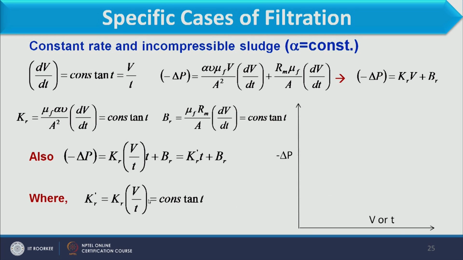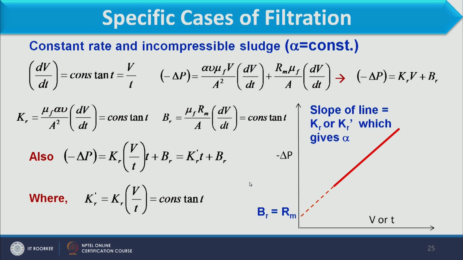Once we draw pressure drop with respect to volume or time, we get a straight line, and in a similar method as we discussed in the last slide, when we extrapolate this we have the intercept, and this particular line has a slope. The intercept will give the value of Br, through which we can calculate the value of Rm. The slope of the line gives the value of Kr or Kr dash, through which we can calculate the value of alpha. So in this way we can calculate alpha as well as Rm for constant rate and incompressible sludge.